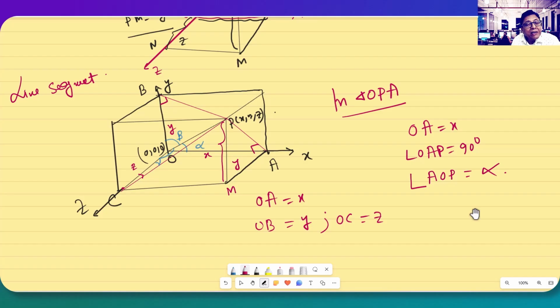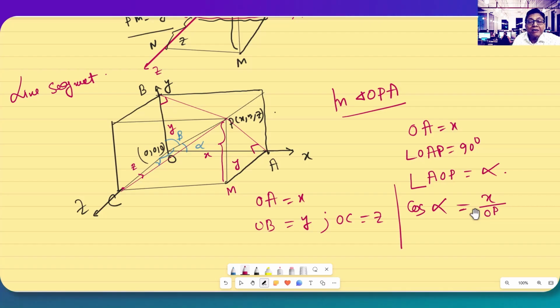So this is a right angle triangle. We can define cosine of the angle alpha. What is cos alpha here? Angle always lies between base and the hypotenuse. So cos alpha is going to be x by OP.